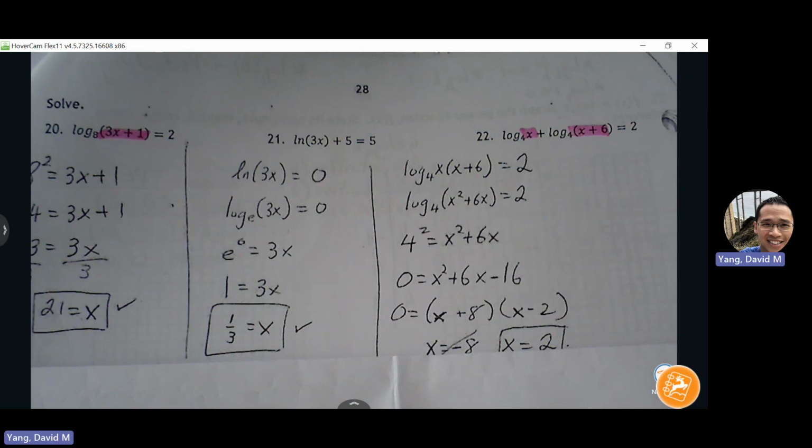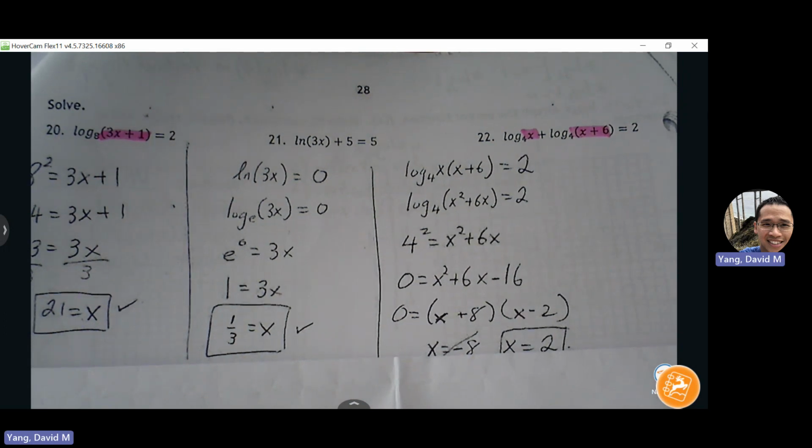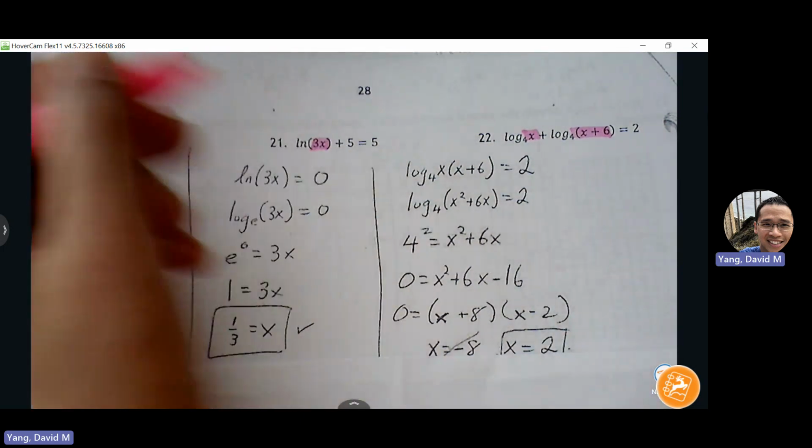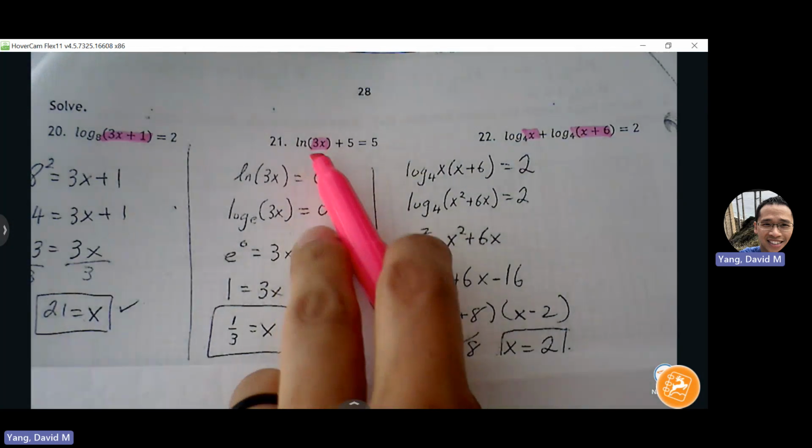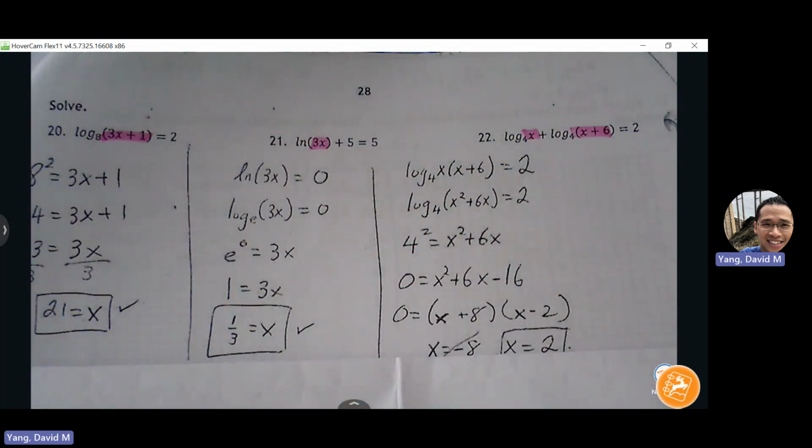e to the 0 equals 3x. Anything to the 0 power is 1. x is 1/3. That's 1/3 in for x, I'm going to highlight what you're going to test against. You're testing against the parentheses there. 1/3 in for x, no issues, right? 3 times 1/3 is positive 1. Natural log of 1 is safe.